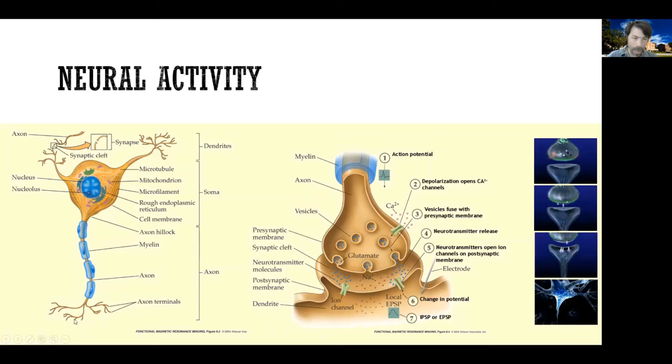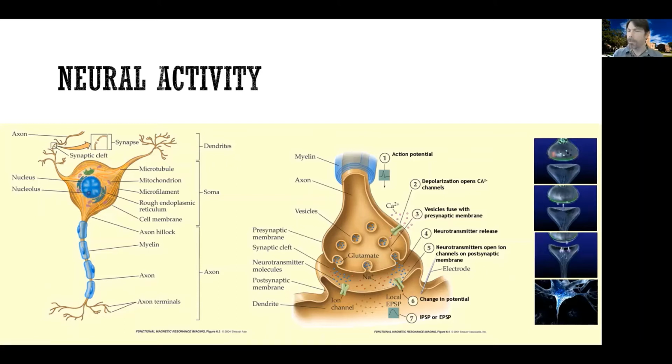The positive ions will reach the terminal boutons of this neuron right here. As positive ions travel down, this will open the calcium channels in the presynaptic membrane. The calcium will come in and will cause vesicles to migrate towards the cellular membrane, binding and releasing neurotransmitter, and we restart the exact same process that we've already seen.